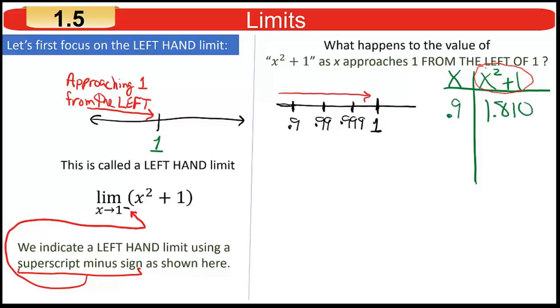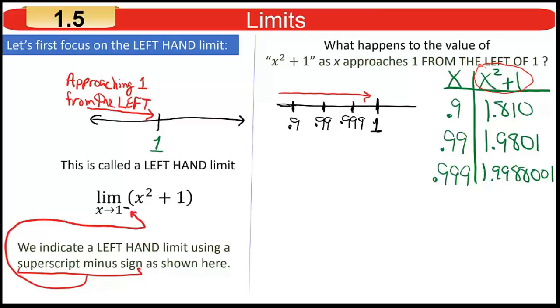If I take 0.9 and plug it in and square it and add 1 to it, and again, practice this in your calculator, you'll find out you get 1.810. Then we get a bit closer, 0.99, plug that in, square it, add 1 to it, and you'll get 1.9801. Keep it up, do 0.999, square it, add 1 to it, and you get 1.9988001. You could actually do it again for 0.9999 if you wanted to, but you sort of get the idea.